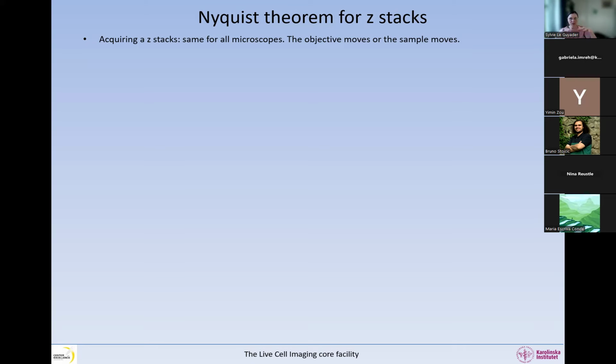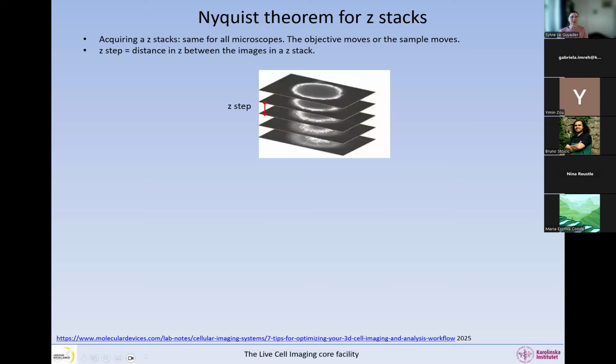So we take an image and then we move and then we acquire an image. So it's exactly the same thing as on a single point confocal: we basically do not measure between the planes. So when we take a Z step, this is the step between the different planes. The distance between two images in a Z stack is the Z step.